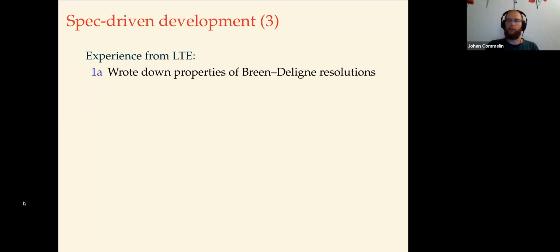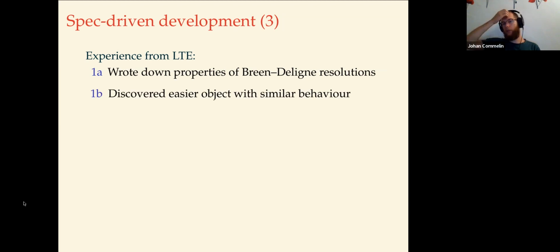And once we had this list of properties that we needed, we discovered a much easier object with similar behavior. And so this is now actually a piece of new mathematics that was discovered along the way that will also be useful in just pen and paper mathematics outside of the Liquid Tensor Experiment. And I claim that this was a very strong example of first writing down the spec of what you need, first write down the specifications. And once you have that, then you can start filling in the details and maybe you find a much easier path.